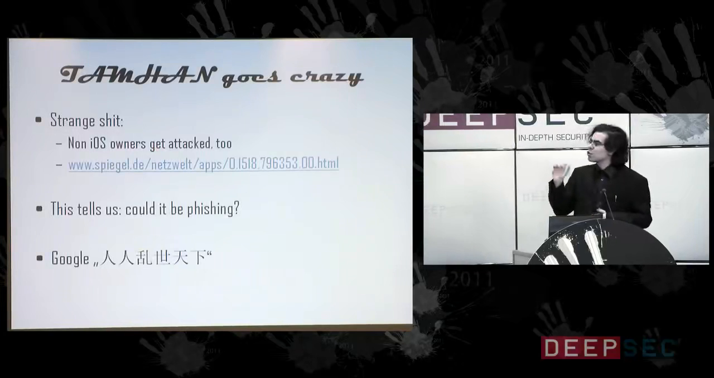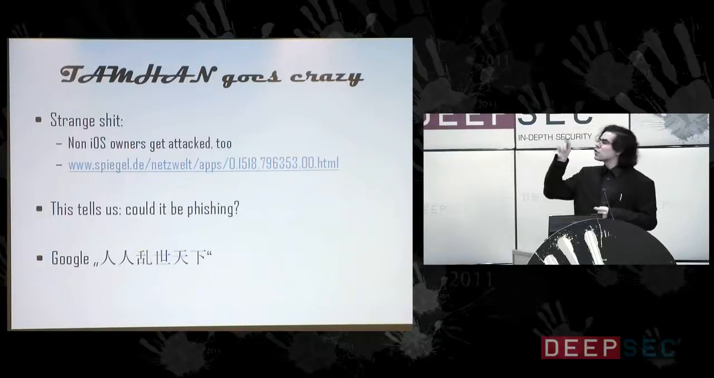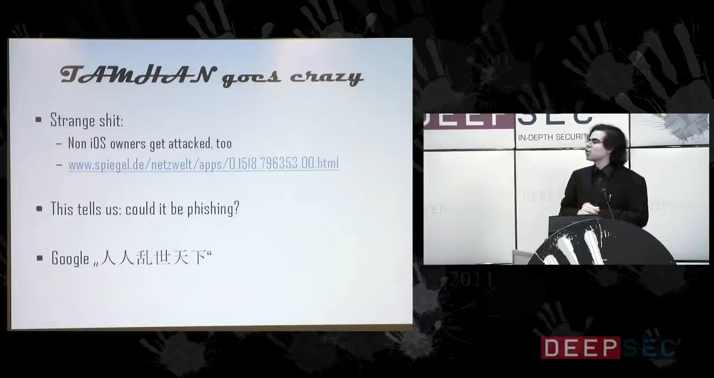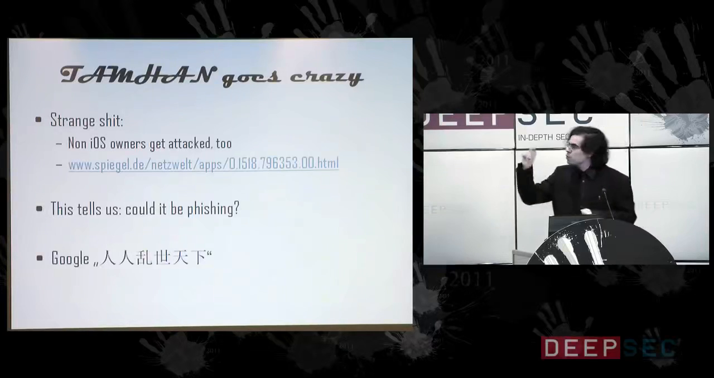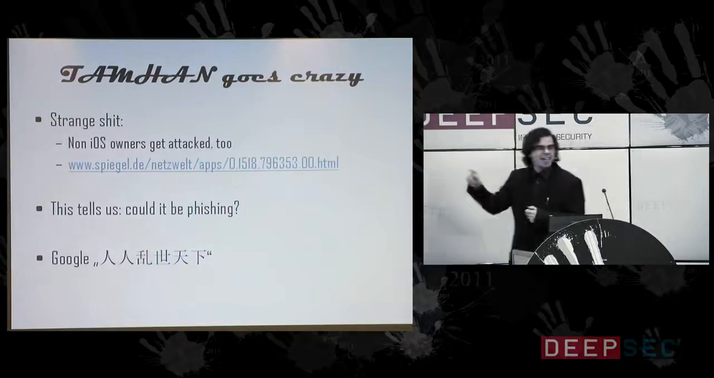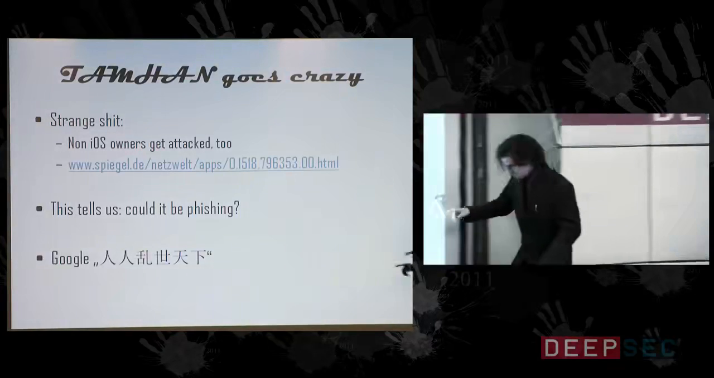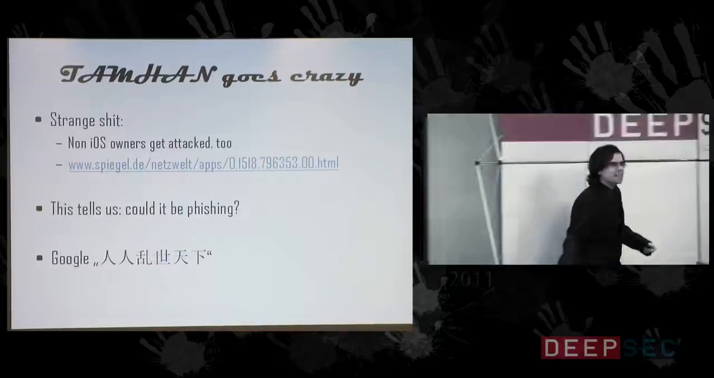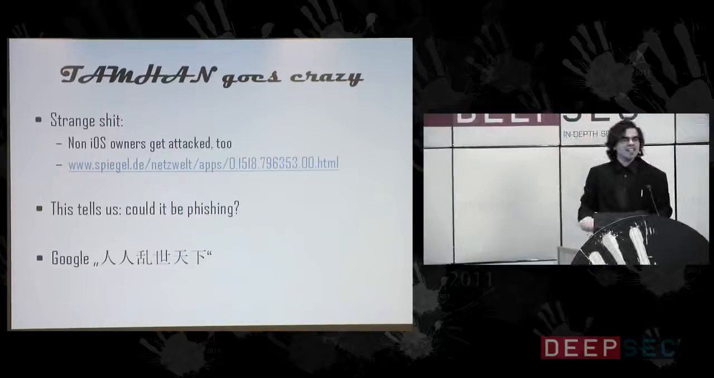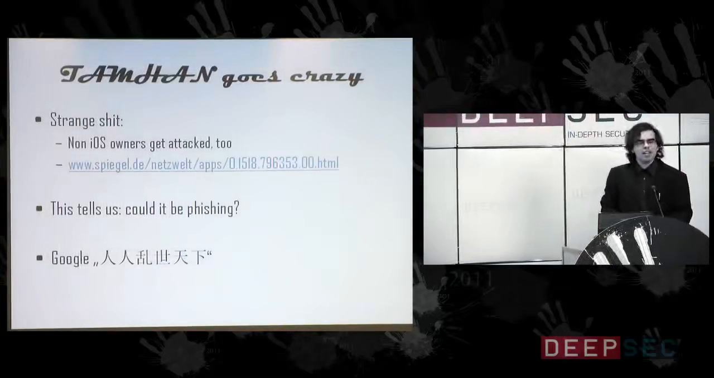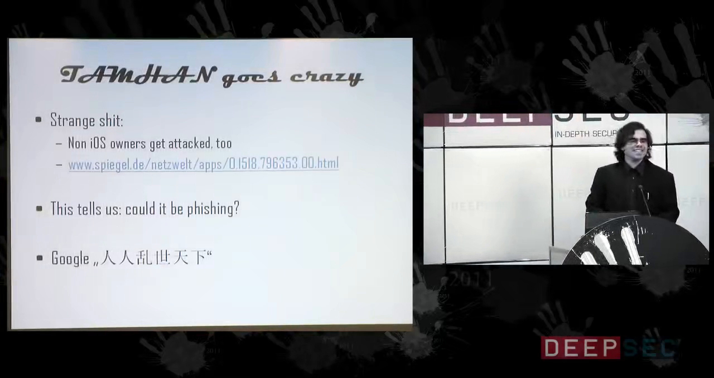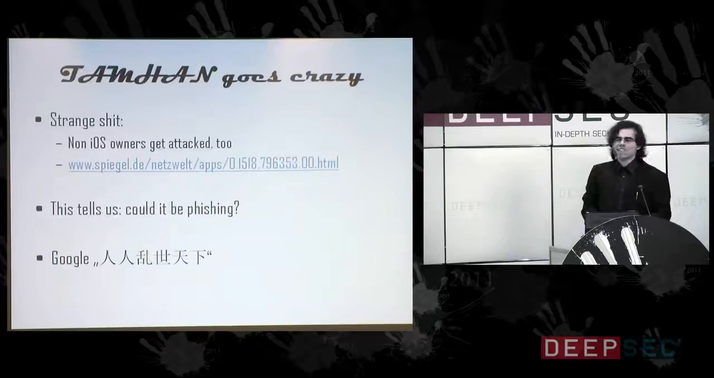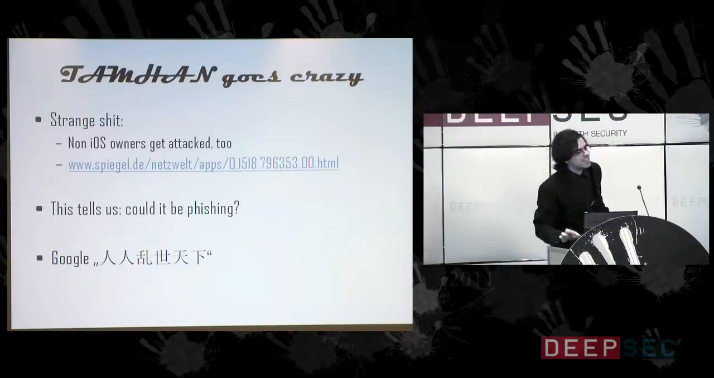And they gave us some good information. First of all, that non-iOS owners get attacked also. So this tells it could be phishing. And secondarily, they gave us this string. Who of you knows what this string says? What does this string say? It's an easy piece of chocolate for the Chinese. Who of you knows what it says? It's the name of the app. And the name of the app is The World Has Difficult Times Ahead of Itself.